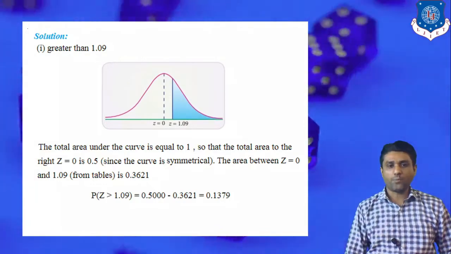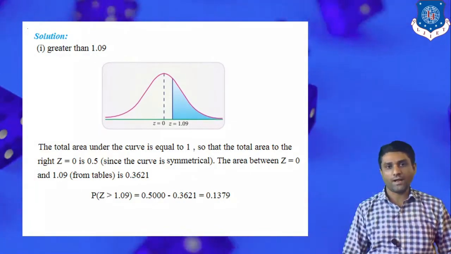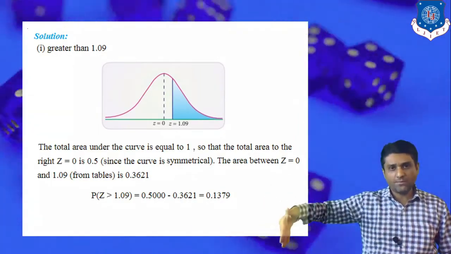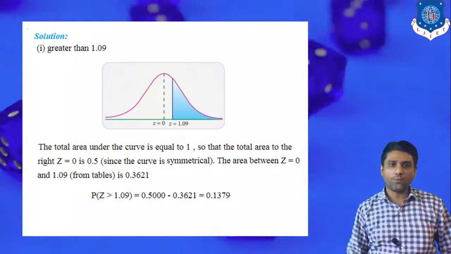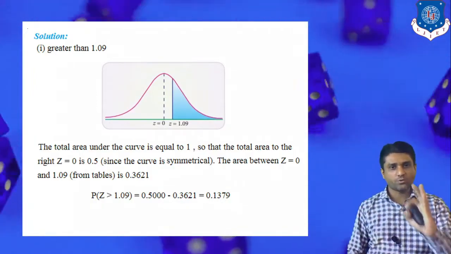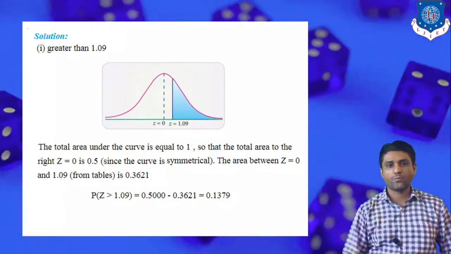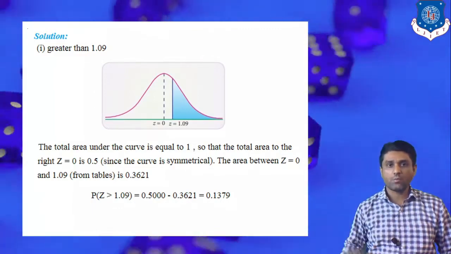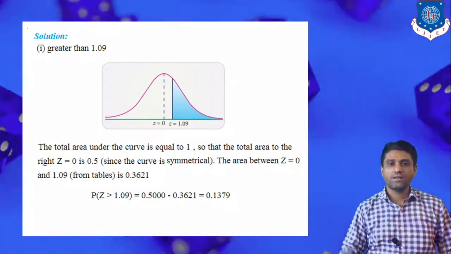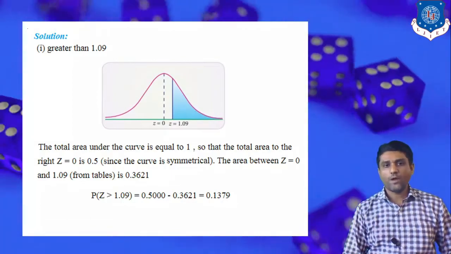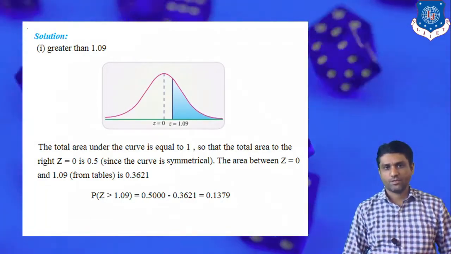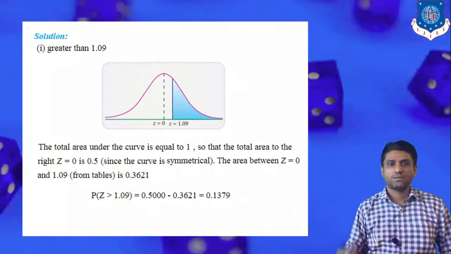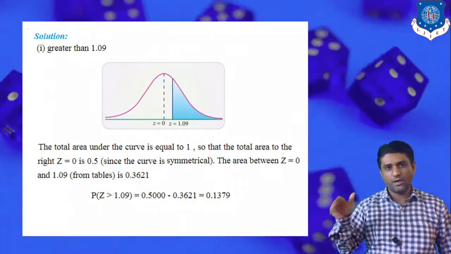So we say that the probability of z greater than 1.09 is equal to 0.5, because the probability of the right hand side portion is 0.5, minus the probability of z lying between z equal to 0 and z equal to 1.09, which is 0.3621. So ultimately we conclude that the probability of z greater than 1.09 is equal to 0.1379.